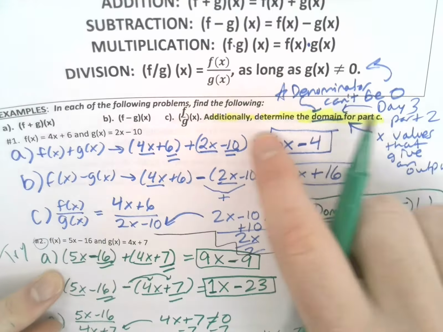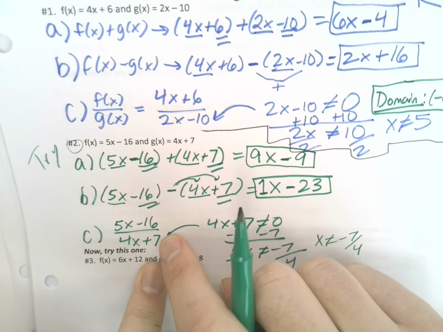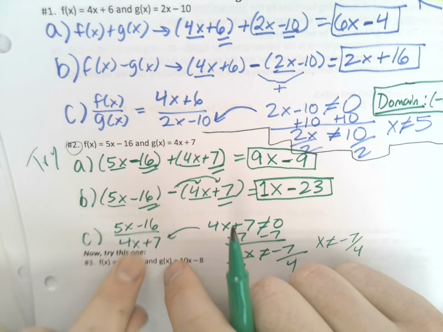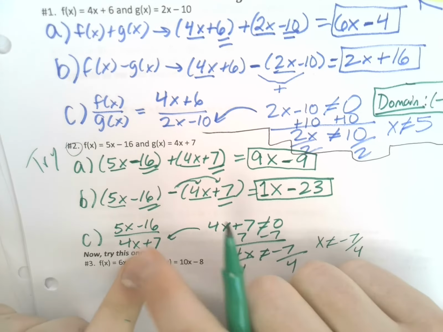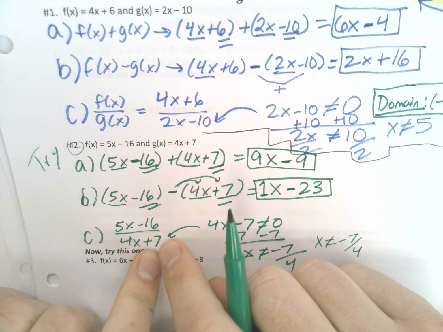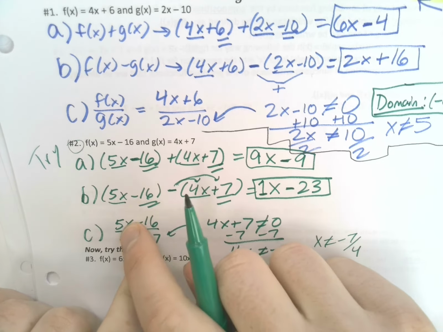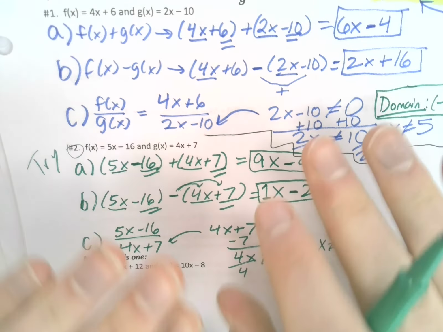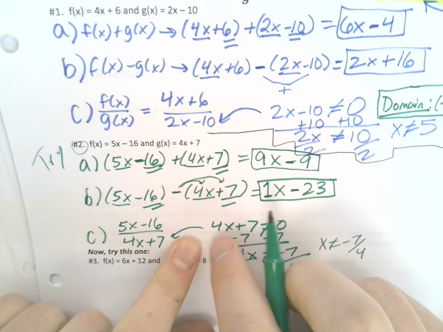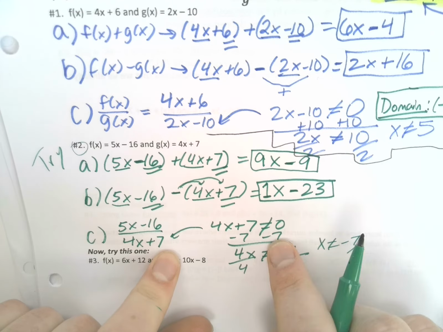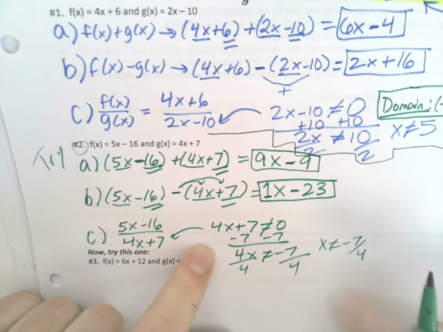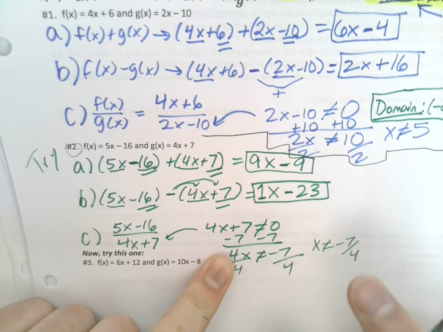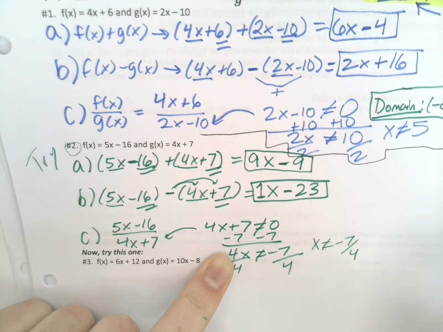And on top of that, we want to find the domain for part C. So we want to find what can be an input for x and what can't be. So we look at the denominator because we know you can get 0 up top. If the top is 0, that's okay. If the bottom is 0, we have no solution. That's not good. So we know the bottom cannot equal 0. We solve it, subtract 7, divide by 4, and you end up that x cannot be negative 7 over 4.